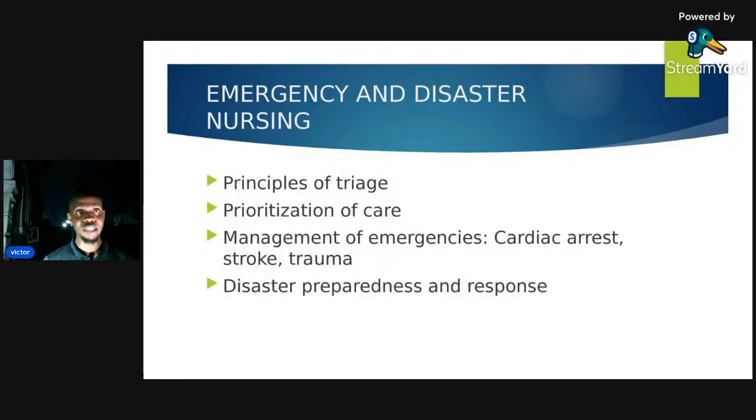For red, it means urgent intervention, a life-threatening condition. So whatever intervention you have to do, it must be immediate. You must carry out your investigation or your intervention immediately. So that is for red.